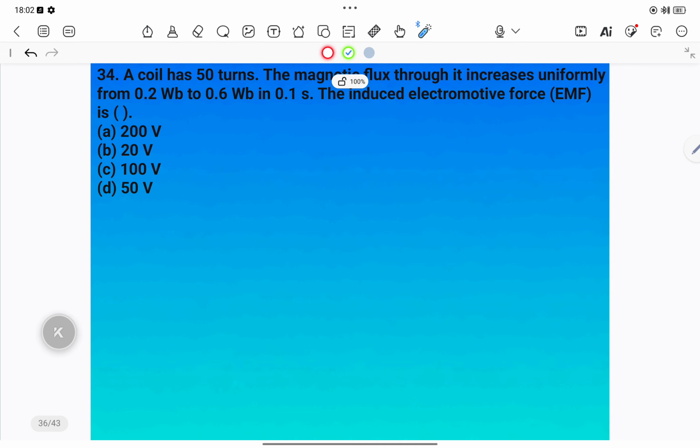Question number 34. A coil has a turn of 50. The magnetic flux through it increases uniformly from 0.2 Weber to 0.6 Weber in 0.1 second. The electromotive force is. Here, the number of turns N is given as 50, and suppose the initial flux phi initial is 0.2, and final flux is given as 0.6 Weber, and time is given as 0.1 second.